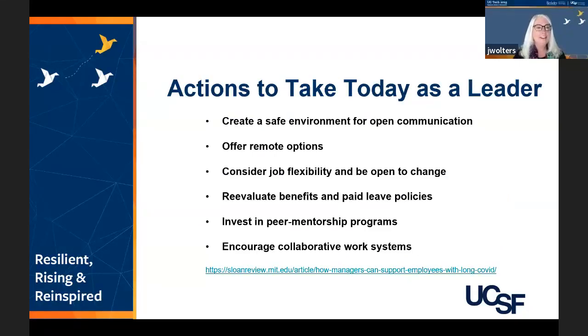Some actions that leaders, team leads, and managers can take today is to create that safe environment for open communication and offer these remote options. Consider job flexibility and be open to change. Hopefully this session will get you thinking about that. For employers, reevaluate benefits and paid leave policies. And another one is invest in peer or mentorship programs. For example, just don't have one person solely responsible for something. If they're in a team situation, one can pick up for the other and nobody is left hanging. And also, just along the same lines, encourage collaborative work systems. This will help us all do better work together.